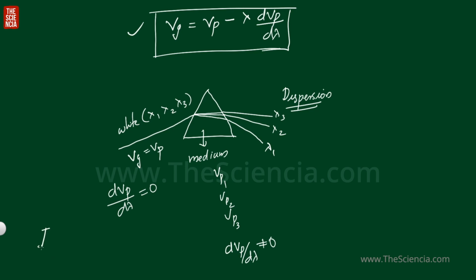That is, in a non-dispersive media, dVp by d lambda will be equal to 0, and when it is in a dispersive media, dVp by d lambda will not be equal to 0. So in a non-dispersive media, Vg will be Vp, and in a dispersive media, Vg is equal to Vp minus lambda dVp by d lambda. This is the dispersion relation.